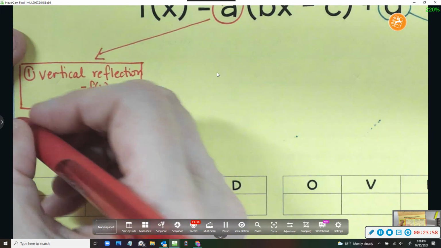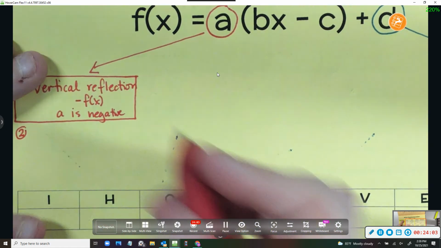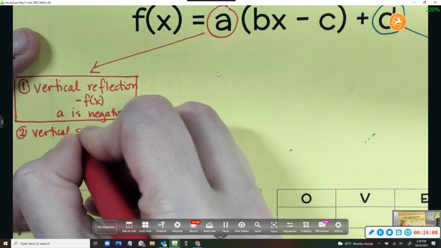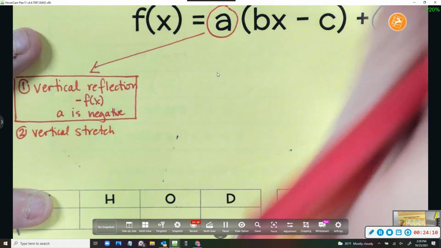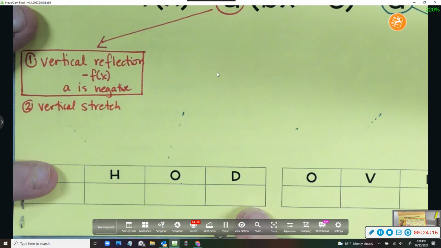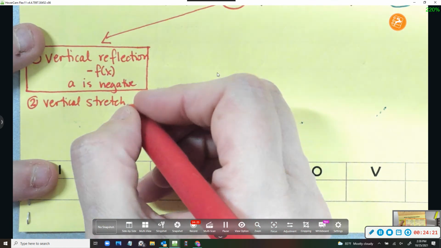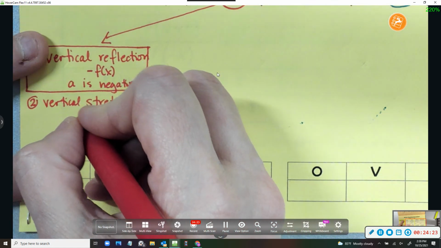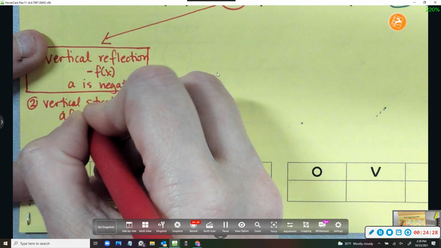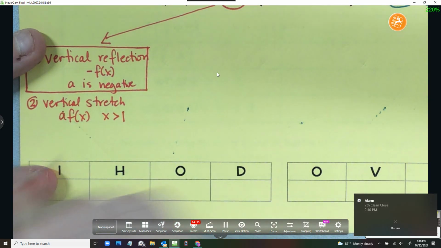Okay? The second thing that we could see is one of 2 possibilities. We could see a vertical stretch, and I think I called it a stretch. Sometimes they call it an expansion, but they're real inconsistent about it. More consistently they call it a stretch. So a vertical stretch is where A f of x when A is bigger than 1. Okay, so that's one that we could see.